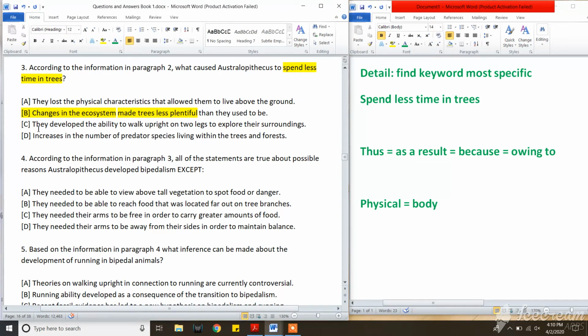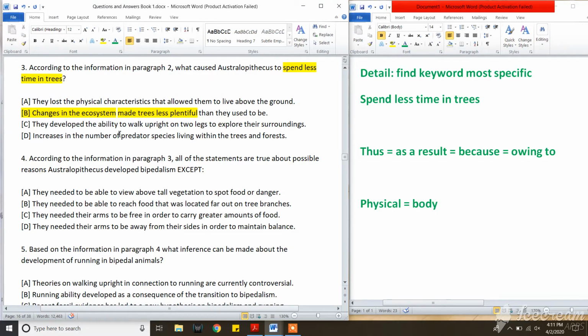Not mentioned. Answer C, they developed the ability to walk upright on two legs to explore their surroundings. This does not answer our question. Remember, our question is what caused them? But this is more about what lets them walk on the ground. Like they have two legs, they can balance, but that doesn't answer why. That doesn't answer what caused.